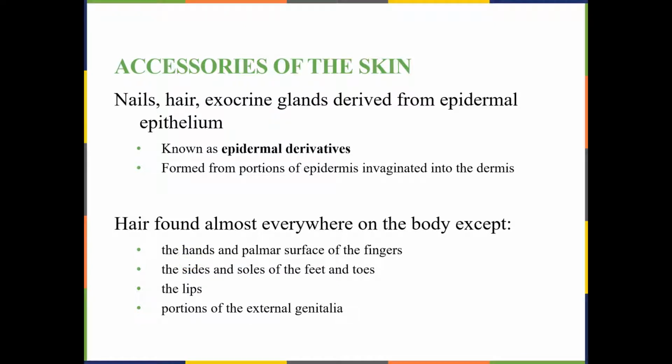Hi there, everybody. Now we're going to talk about the accessories that are associated with our integumentary system, including nails, hair, exocrine glands, such as sweat glands, which are sudoriferous glands, and sebaceous glands, which are oil glands. So all of these accessory structures are known as epidermal derivatives, and we'll start with hair.